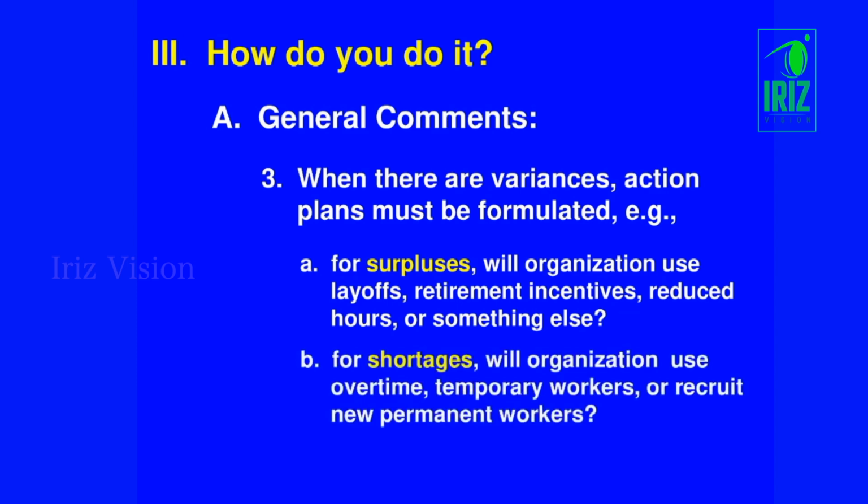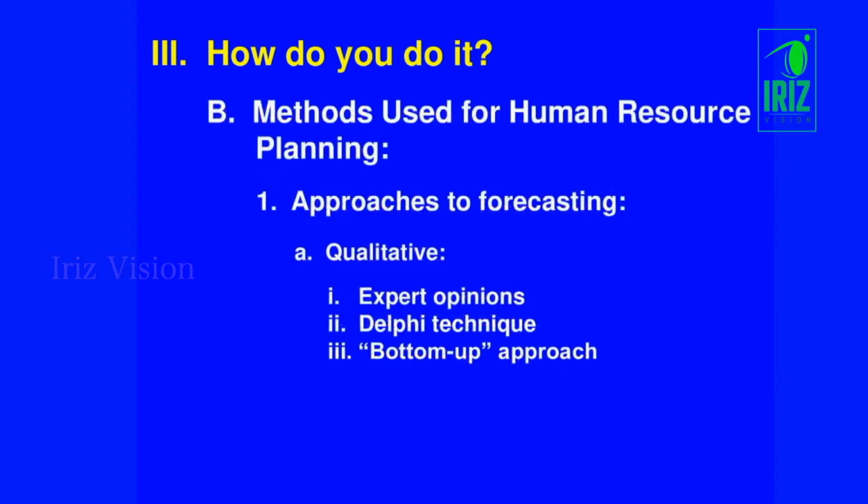One more thing is for shortages, the organization will be using overtime, appointing some temporary workers, or else recruiting new permanent workers. So if there is a shortage, they will have their own strategies, and if it is a surplus, they will have their own strategies depending upon the organization type. And how do they do it? These are the methods used for human resource planning.